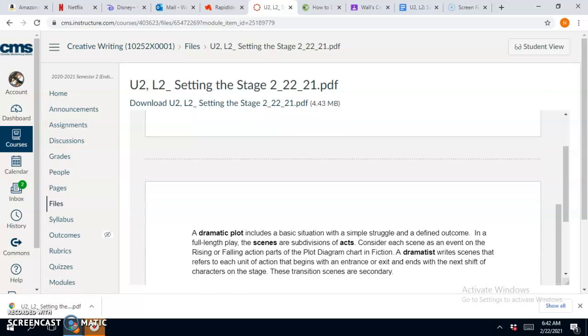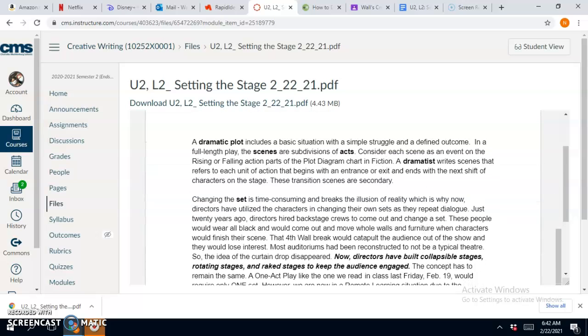Check that link out. All right, to go on, the dramatic plot includes this basic situation with a simple struggle and a defined outcome. With you students being the playwrights, you get to determine where you want your character to go. Then it's broken down, those same events that you wrote for rising and falling action, now they are called scenes and they're in an act.